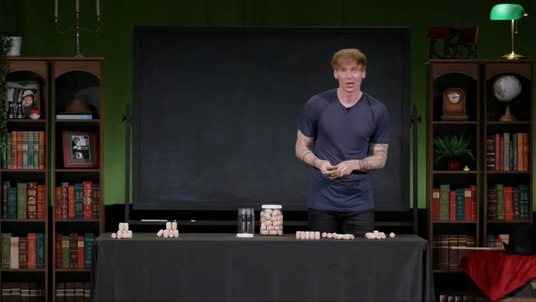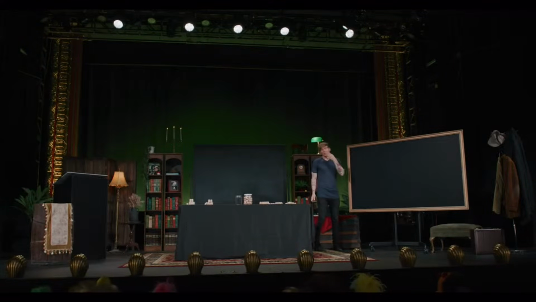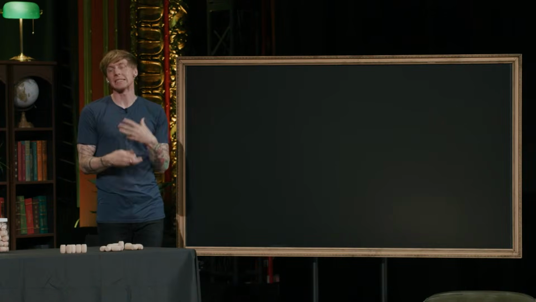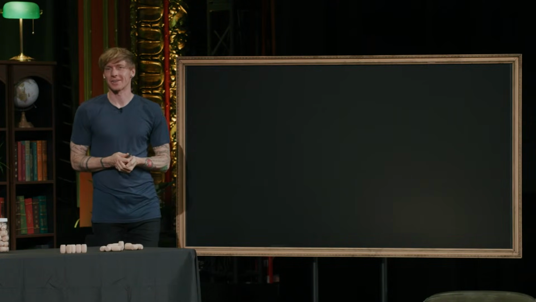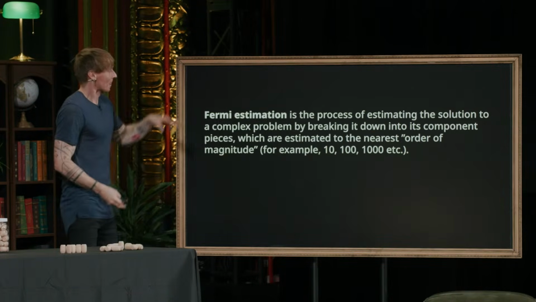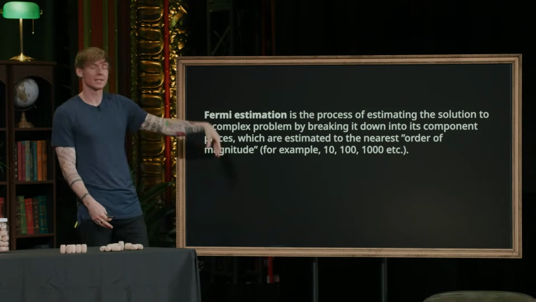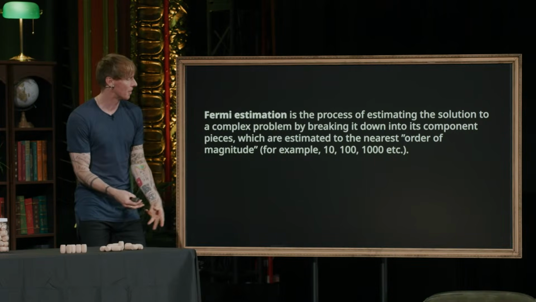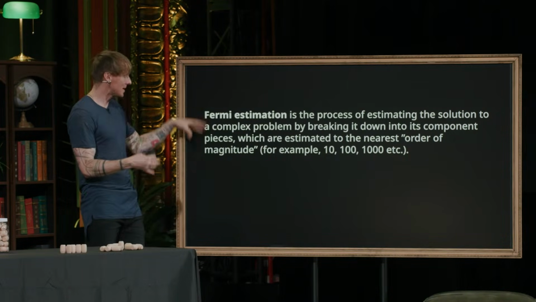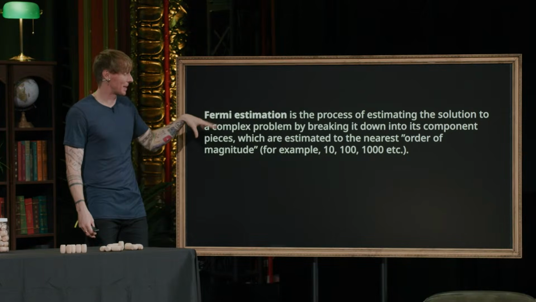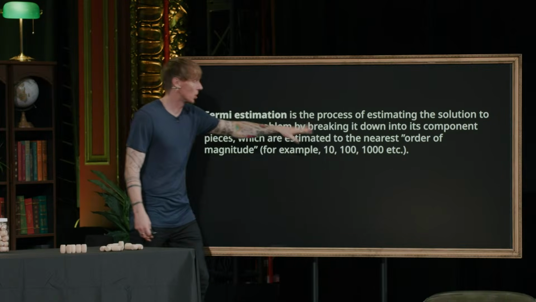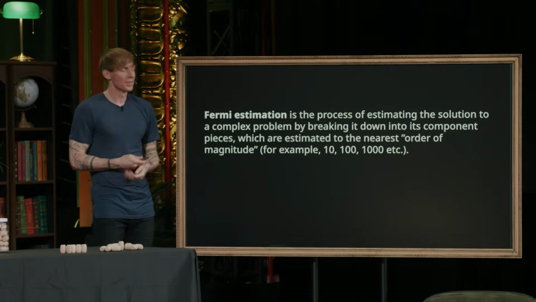So we'll answer that by going over to the screen. But we'll begin with a formal statement of the Fermi estimation technique, and then we'll use those steps to try and answer our question about Donkey Kong and his barrels. So Fermi estimation is formally the process of estimating the solution to a complex problem by breaking it down into its component pieces, which are much easier to estimate. And usually here, we estimate those smaller pieces to the nearest order of magnitude. And what we mean by order of magnitude is basically powers of 10. So 10, 100, 1,000, etc.